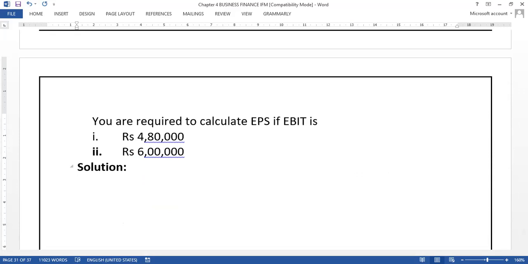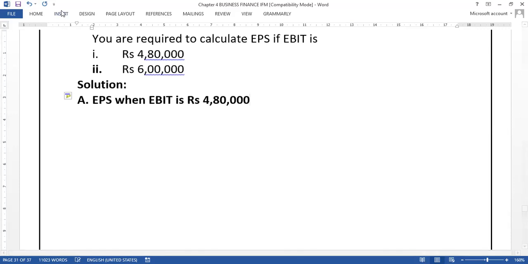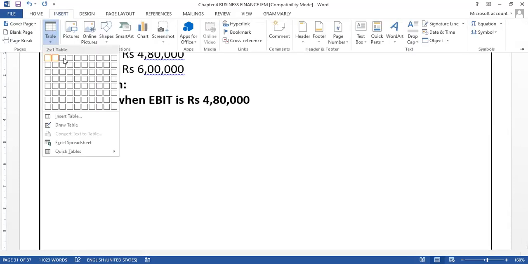Solution. First we will focus on 4 lakh 80, and later we will focus on 6 lakh. First, EPS when EBIT is rupees 4 lakh 80,000. For this we have to calculate a few important things, that is, we have to draw the entire financial plan. So just hold on, I'll add the figures.